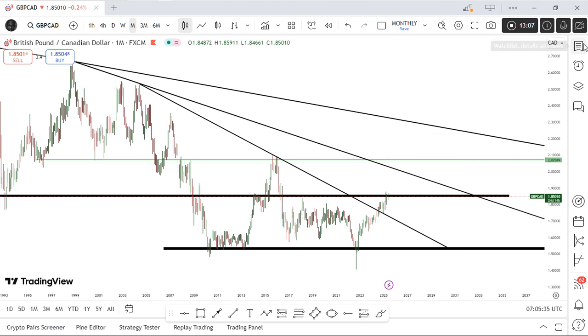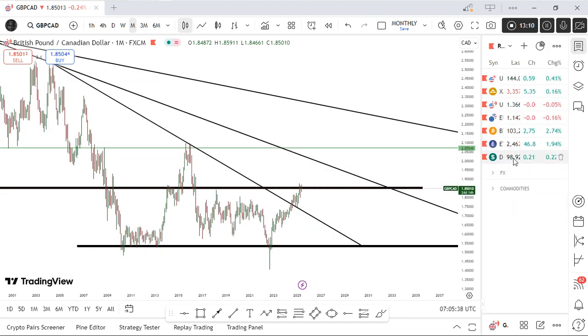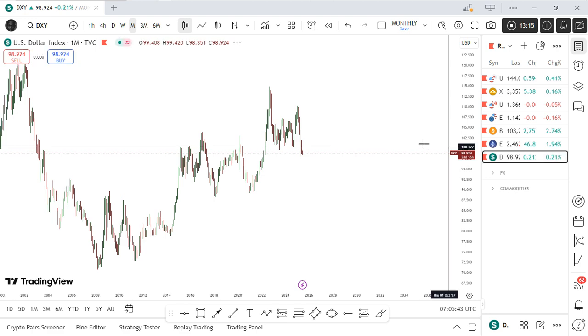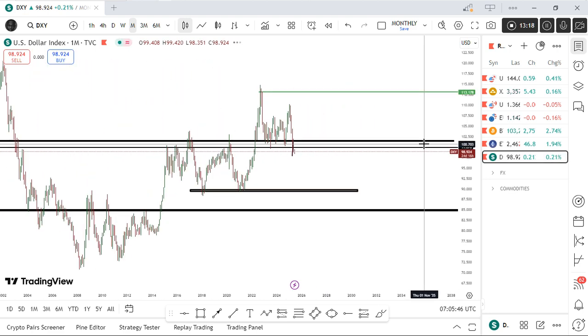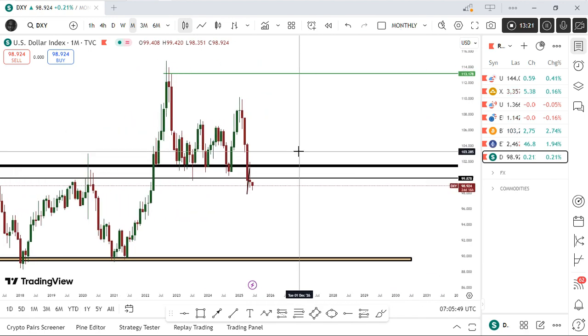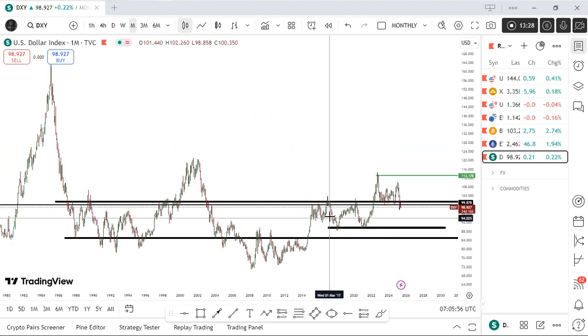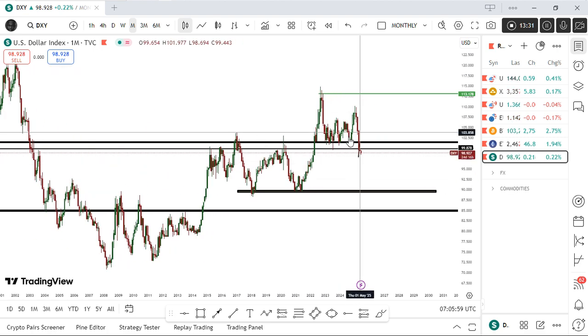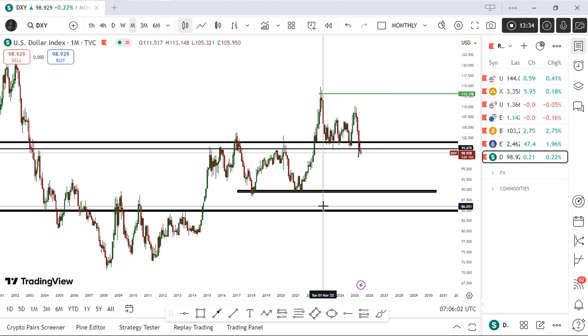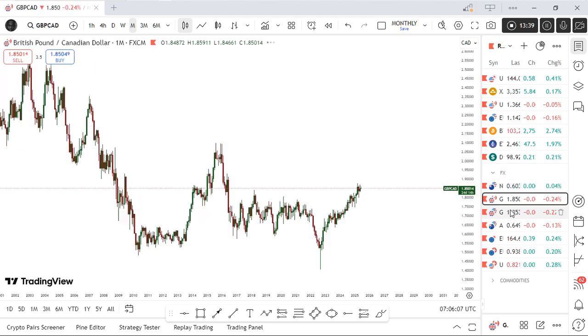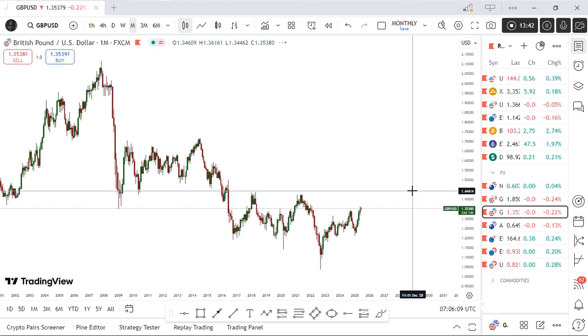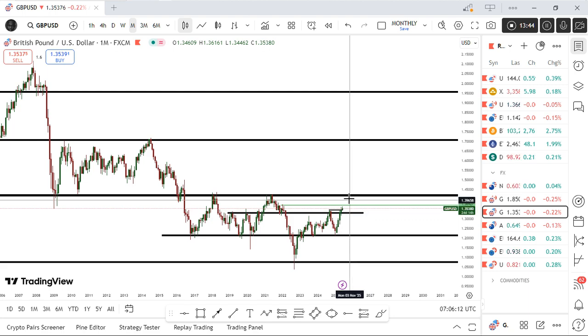And why do I say that? I say that because the DXY pair is trending to the downside. And when the DXY pair is trending to the downside, we all know that every dollar quoted currency is rallying to the upside. And we can see that there's enough space for the dollar to drop. Now, having said that, that means the GBP pair is going to be pushing to the upside.